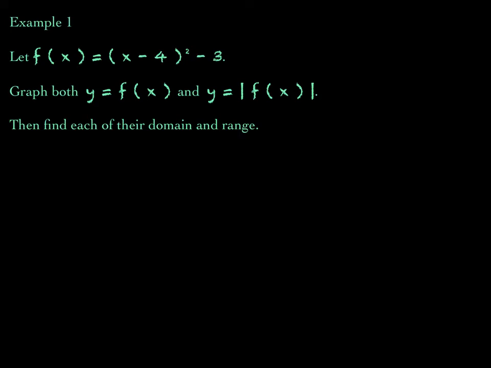Now, let's first graph this function. This is a quadratic function, and we know that the graph of any quadratic function is a parabola. So this is going to be a parabola. Now this parabola will be shifted 4 units to the right and then 3 units down. So let's go ahead and graph this function now.